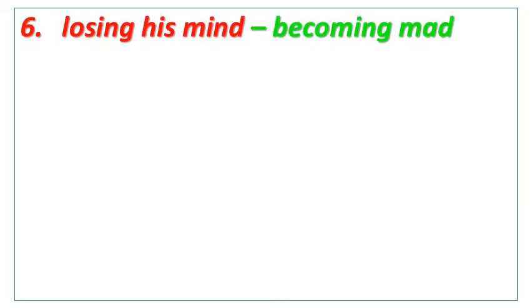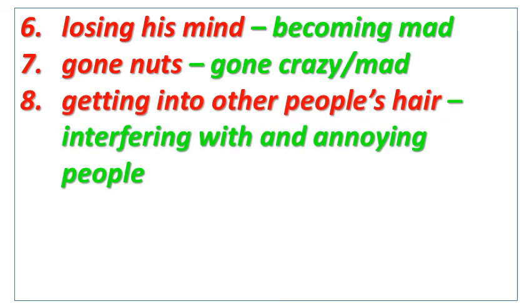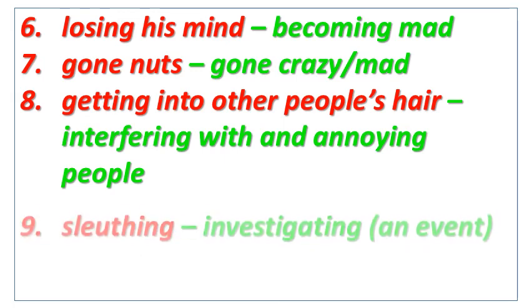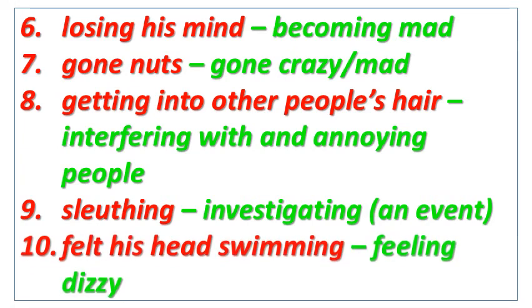Number 6 is losing his mind, means becoming mad. Number 7 is gone nuts, means gone crazy or mad. Number 8 is getting into other people's hair, means interfering with and annoying people. Number 9 is sleuthing, means investigating an event. Number 10 is felt his head swimming, means feeling dizzy. So these are the word meanings.